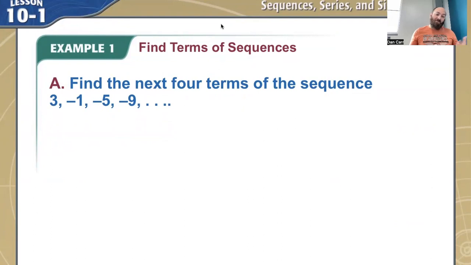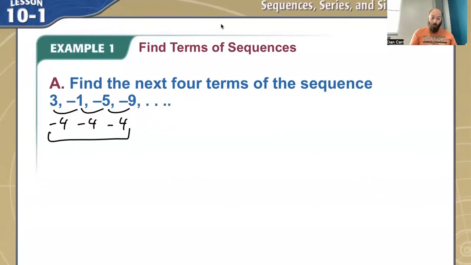We're just going to analyze and find a pattern. We want to find the next four terms of the sequence. One way to always check is to start with addition or subtraction. That's a good way to start. For example, 3 to negative 1 is minus 4. Negative 1 to negative 5 is also minus 4. And negative 5 to negative 9 is also minus 4. So I have confidence that my pattern is just going to subtract 4 at each step.